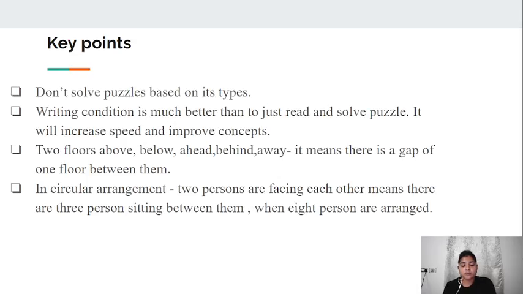So these are the key points. First is don't solve puzzles based on types. We have a lot of types of puzzles like box puzzle, flat and floor puzzle, circular arrangement, square arrangement, straight line puzzle, double row puzzle, and then month based puzzles and designation based puzzles. But all the puzzles have the same concept. Just read the question and solve it accordingly.